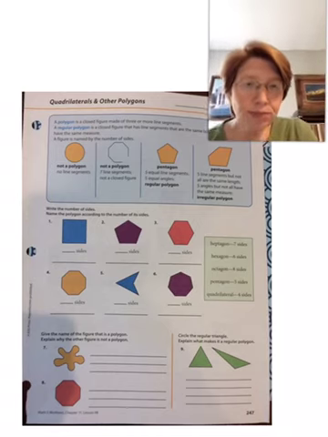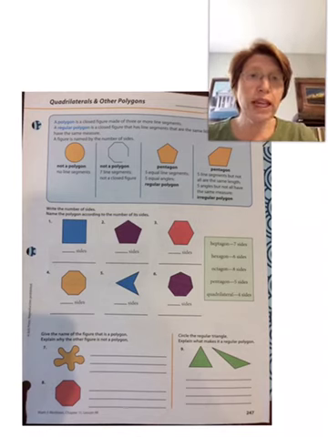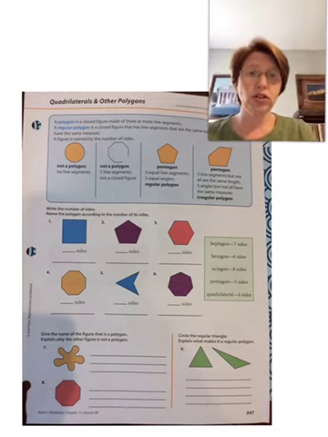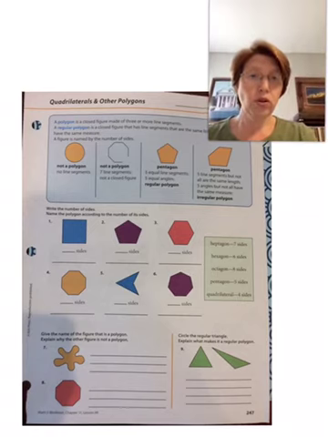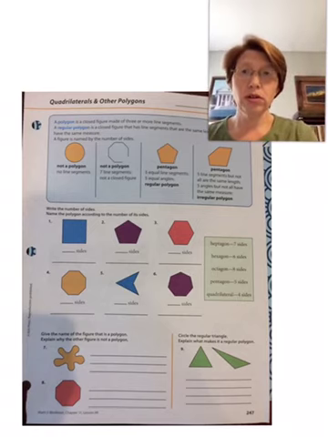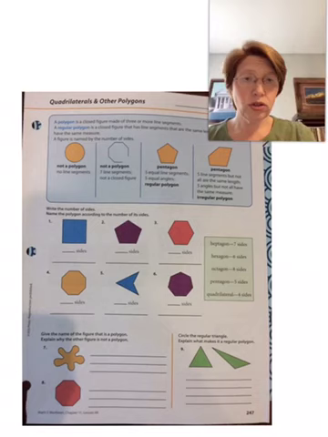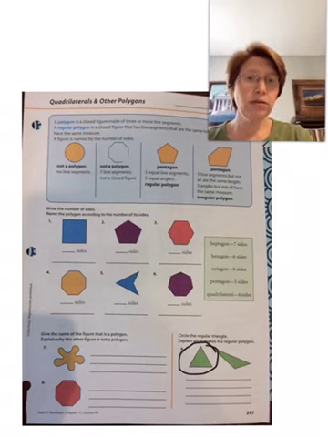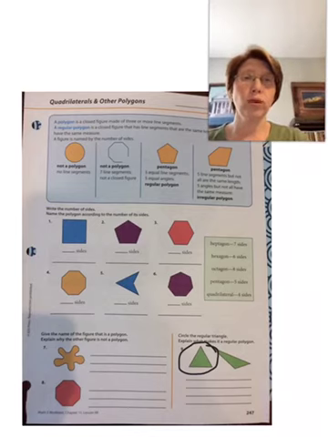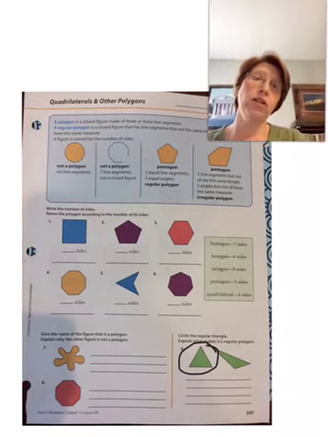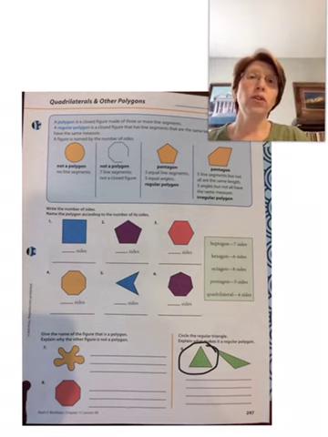So look at 9. Circle the regular triangle. Regular, go back to the top. What does regular mean? All of the angles are the same. So the regular triangle there is going to be this one. You're going to circle that one. Explain what makes it regular. What did we say? All of the angles, not the sides, all of the angles are the same measurement.